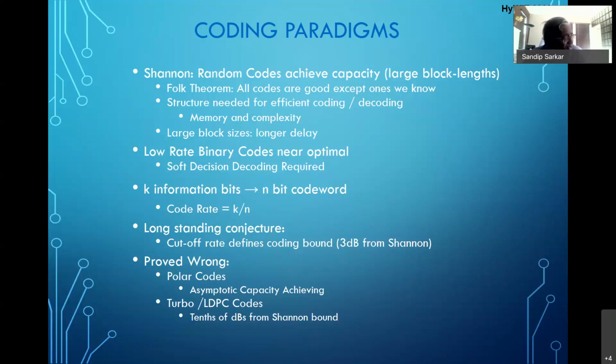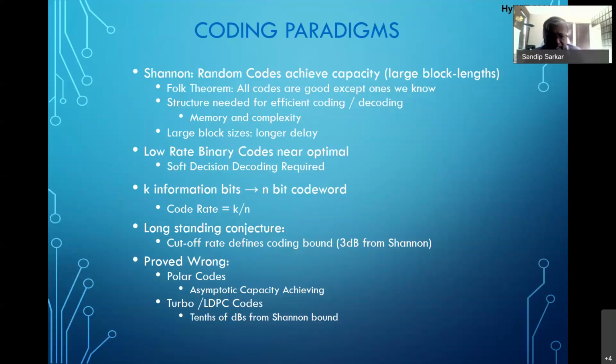The other problem with random coding, of course, is that then you need a structure. It's okay to say that there'll be a random code and I'll decode it, but then how will you decode it? If you have code words, then you have to go through all of these, and if the block length becomes very, very large, the amount of time and the memory needed to go through all of these and choose which one is the correct one is extremely large. So you need something where you're trading off memory and complexity and be efficient about it.